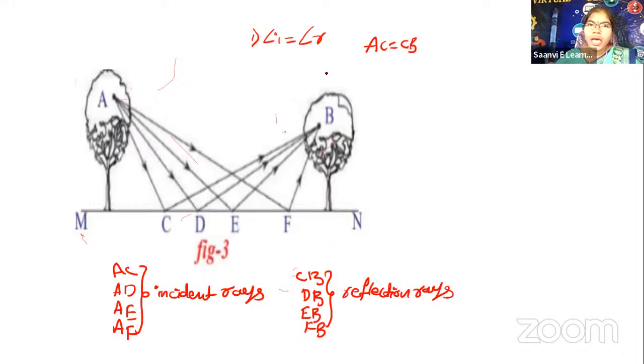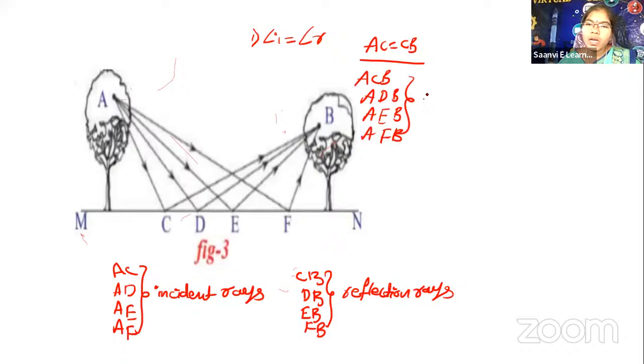Again, can anyone say angle I equal to angle R? Is AC equal to CB correct? Directly you can tell that there are triangles: A, C, B and A, D, B. Next A, E, B. Next A, F, B.